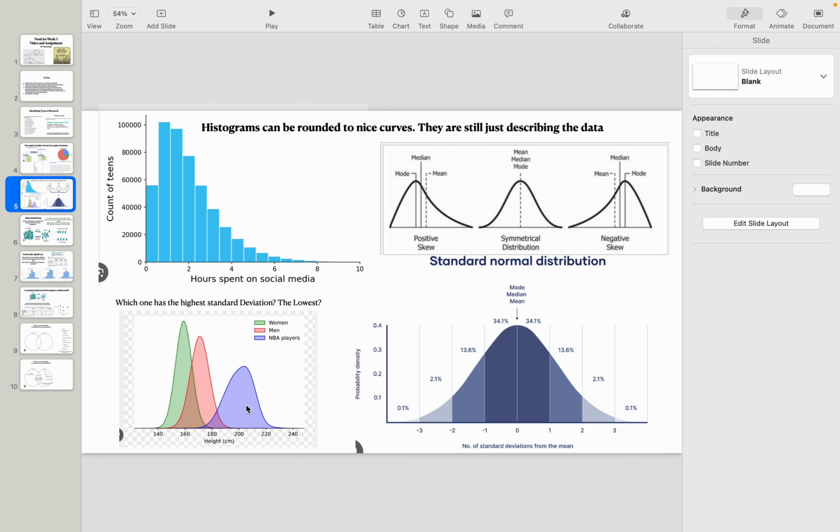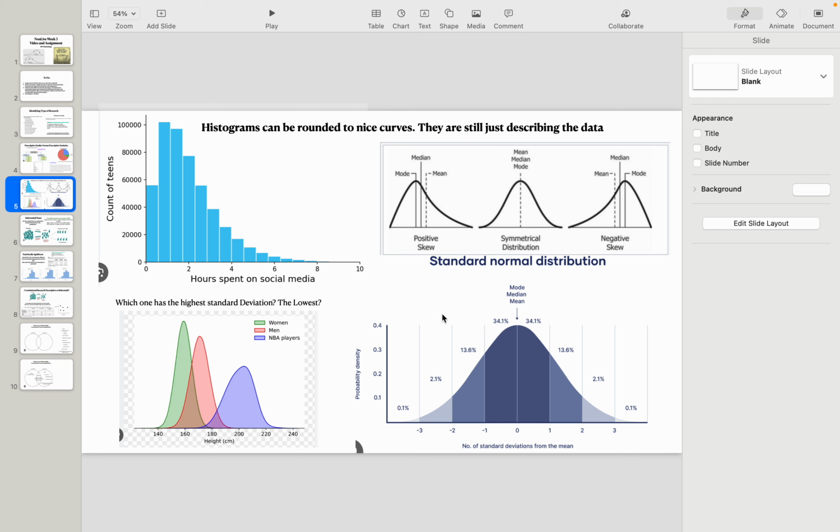Which one has the lowest? We have to see, is it women or men? I think the women is a little bit skinnier than the men, right? And we can see that there's huge amounts of overlap in these distributions, right? So this would show you the overlap. But in general, NBA players are taller than men, and a few women are as tall as the shortest NBA players, if I was reading that graph right.